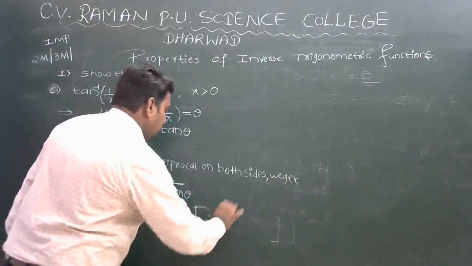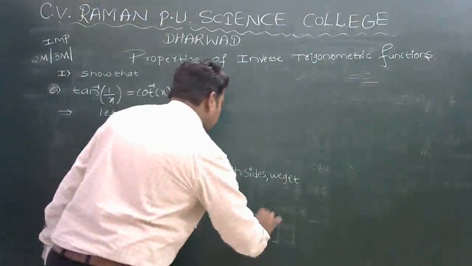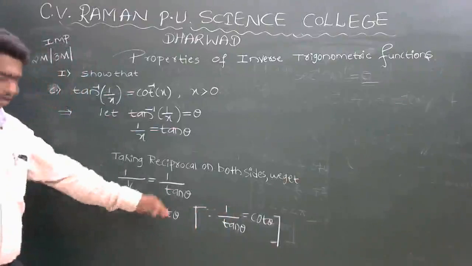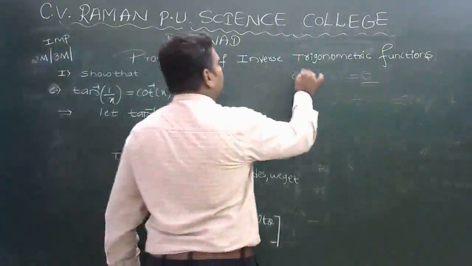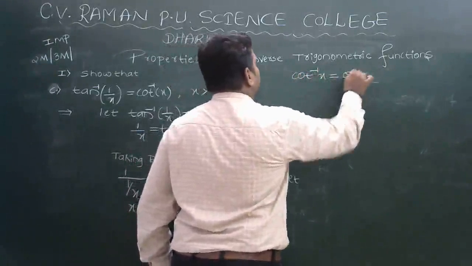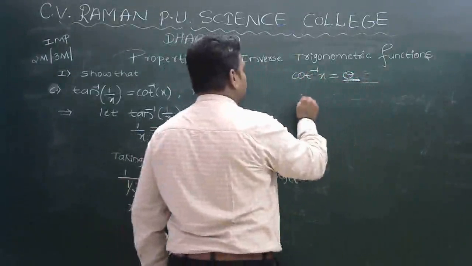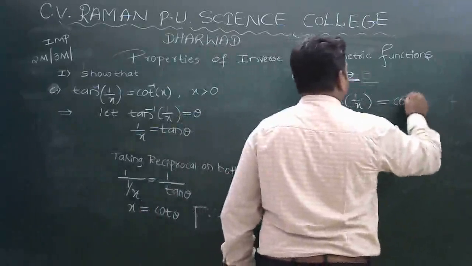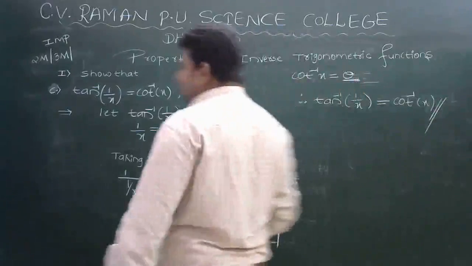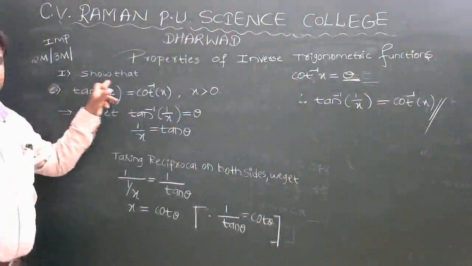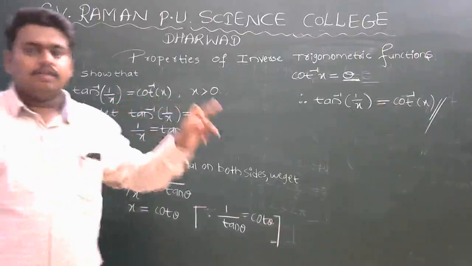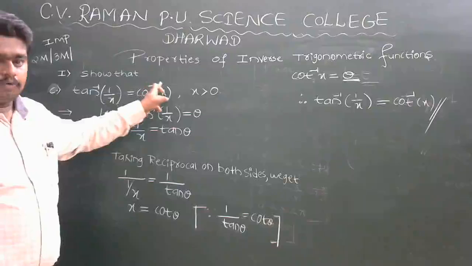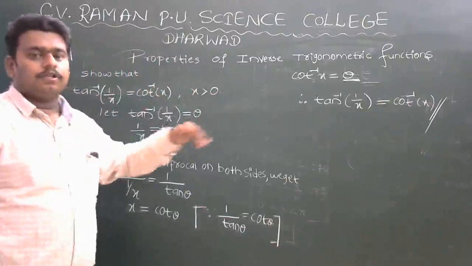The reason is that 1 divided by tan theta is nothing but cot theta. Shift this cot to this side: cot inverse of x equals theta. What is the value of theta? Tan inverse of 1 by x equals cot inverse of x. This is the first set of properties of inverse trigonometric functions. All three, A, B, C, are very important for 2 or 3 marks. We'll go for the next set of properties.